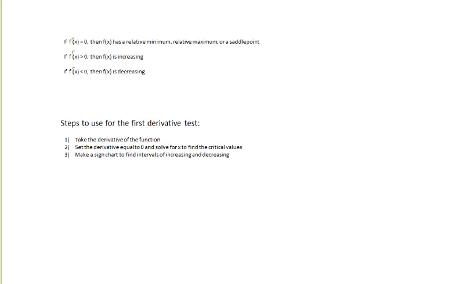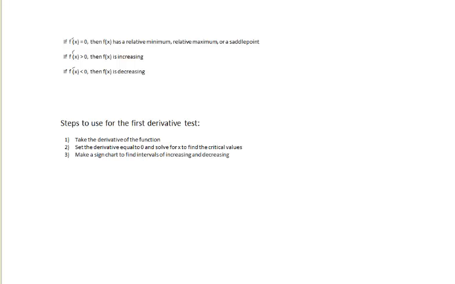So here at the top I have the general rule, or how we're going to use the first derivative test to tell that stuff. If f prime of x, or the derivative of the function, is equal to 0, then f of x has a relative min, relative max, or a saddle point. And if f prime of x is greater than 0, then f of x is increasing. And if f prime of x is less than 0, then f of x is decreasing.